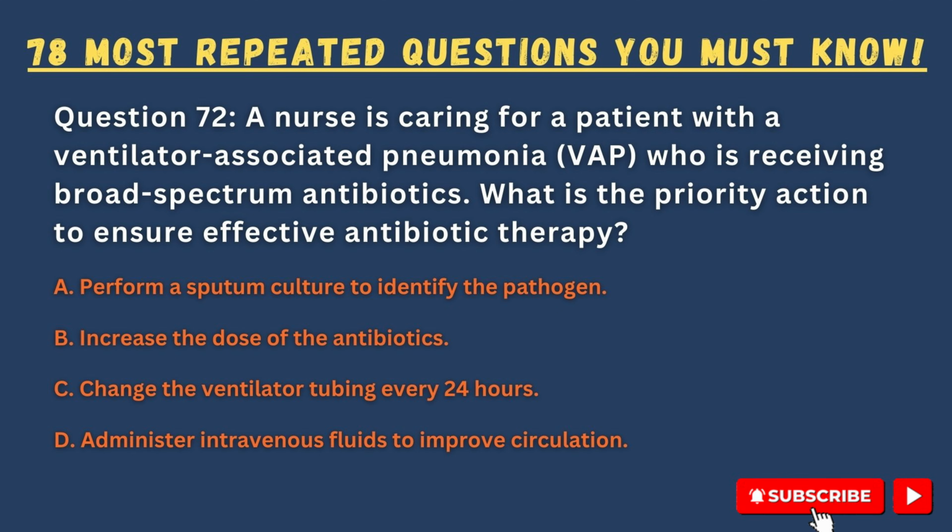A. Perform a sputum culture to identify the pathogen. B. Increase the dose of the antibiotics. C. Change the ventilator tubing every 24 hours. D. Administer intravenous fluids to improve circulation.